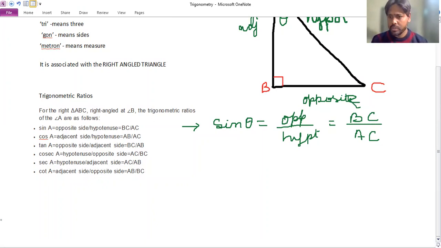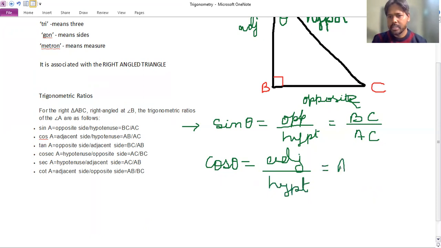Similarly, we are having cos of angle A. Again, we can write the same thing correspondingly as cos of theta, that is cos of angular value theta. It will be adjacent side by the hypotenuse. So adjacent side here means adjacent to the angle for which we are trying to find out the value, and then the hypotenuse. Again, the adjacent is nothing but AB, and then AC upon AC.